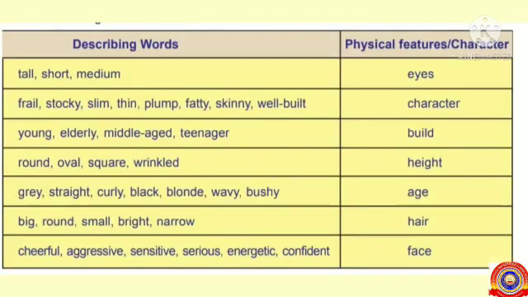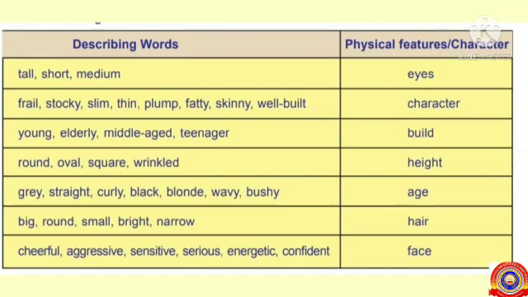Students, so here is a table. It contains words describing the physical features and character of people. So you are asked to match the items properly. In this table, the first column is describing words. Second column is physical features or character. Look, the first one, tall, short, medium. So, what is the physical feature or the character? Yes, height. It tells about height.